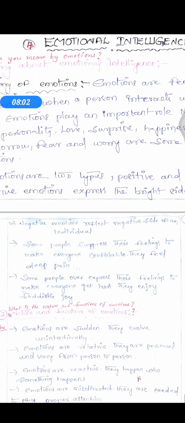Hope: positive. Pride: positive. Anxiety: negative. Guilt: negative. Happiness: positive. Enemy: negative. So there are 6 positive emotions and 6 negative emotions. When you express your emotions, be careful and control yourself. This is the answer to what you mean by emotions, thinking about emotional intelligence.